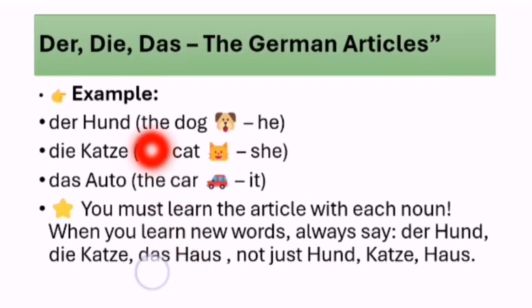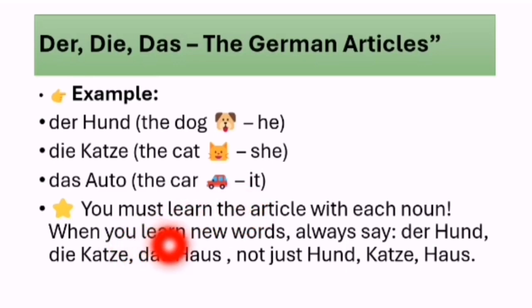So now let's understand these three words, der, die, and das, the German articles, with examples. Der Hund, the dog. We know that dog is masculine, so we can't say only Hund. We must say der Hund. Die Katze, the cat. We know cat is feminine, so we must put die before saying Katze in German. Das Auto, the car. It is a neutral word.